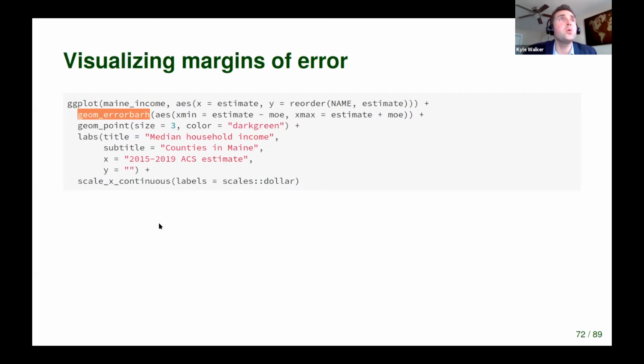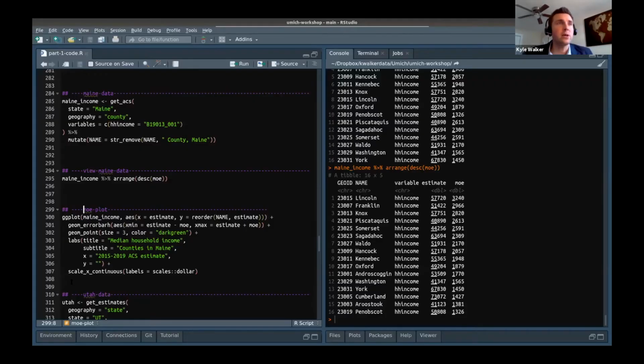I'm using the horizontal error bar geometry, where the aesthetic mapping is: give me the minimum x value as the estimate minus the margin of error, and the maximum x value as the estimate plus the margin of error. Layer then the actual estimate as a point on top of that and make the color dark green so it pops out. We then specify some informative labels, and then we use the scale x continuous function to format our median household incomes as actual dollar values. So let's take a look at what we get when we run it.